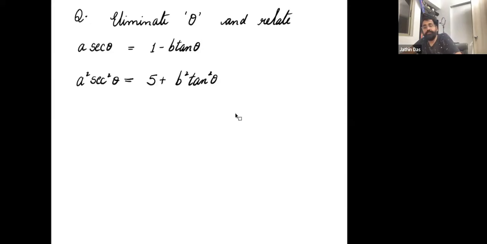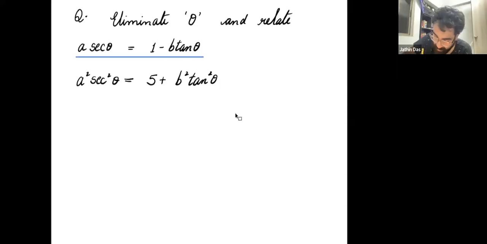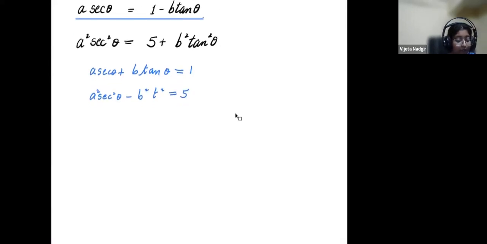Any idea? Since a sec is equal to 1 minus b tan, I'll take that b tan over there. So it will be a sec plus b tan is equal to 1, and I'll keep it like that. And then for the second one, I will take a square sec square minus b square tan square is equal to 5. And that is a minus b, so that will just be a plus b, a minus b. But I already know that a plus b is 1, so a sec plus b tan is 5.